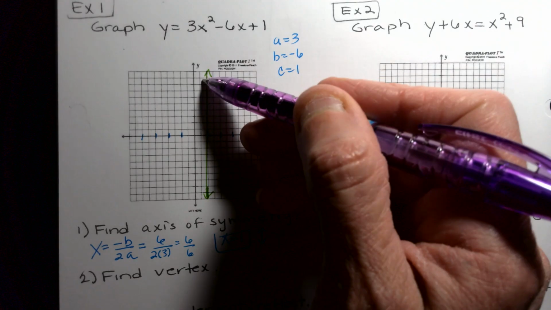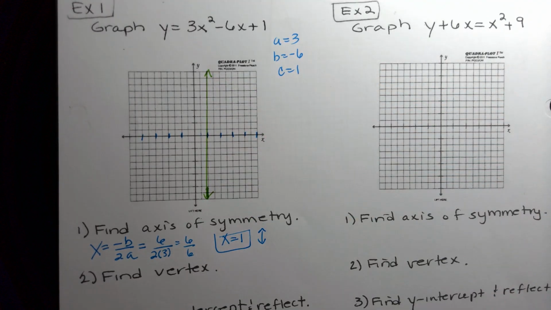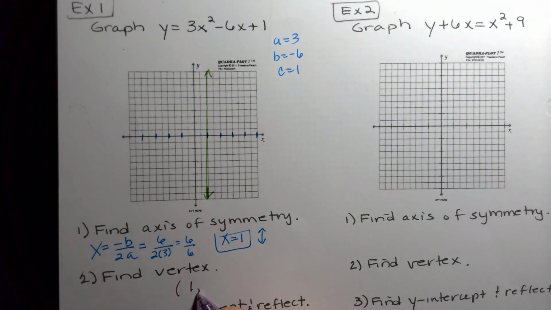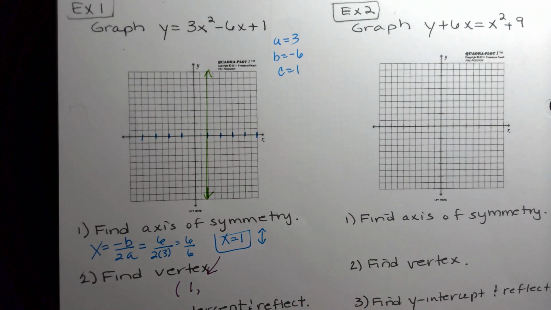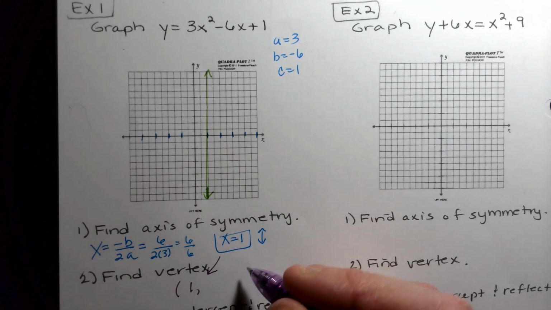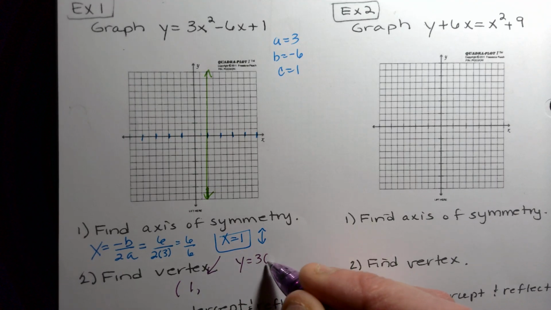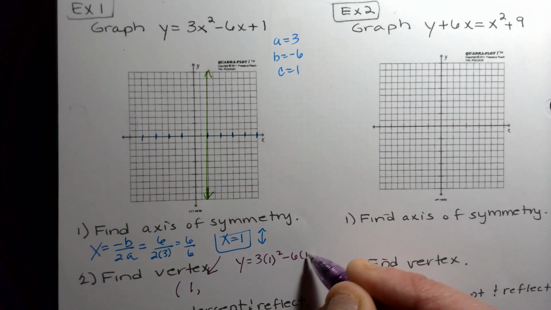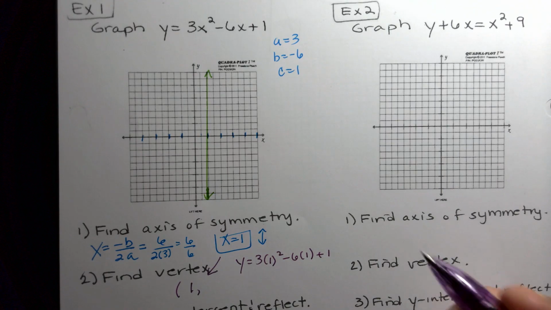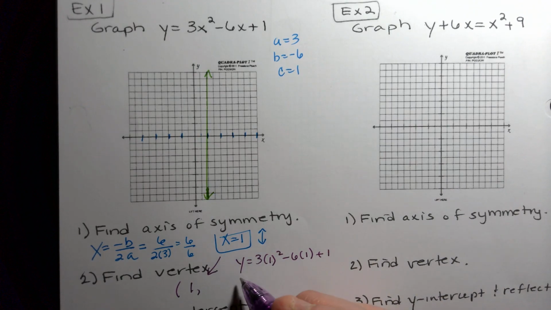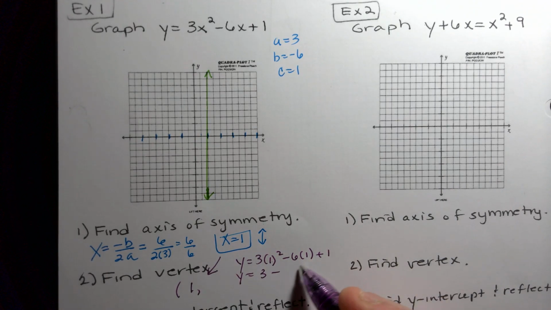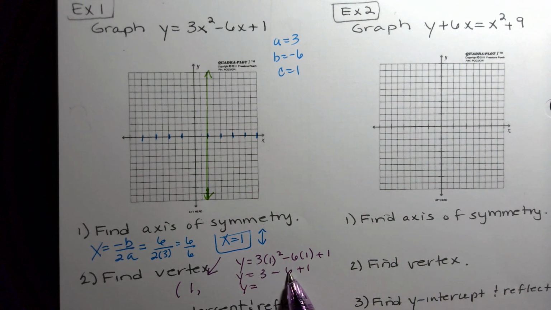Remember, the vertex is somewhere on that green line because we know the x is 1. We put that in there. Now we have to substitute that 1 into our equation and see what the y is. So y equals 3 times 1 squared minus 6 times 1 plus 1. 1 squared is 1 times 3 is 3. Minus 6 times 1 is 6, plus 1. Y equals -3 plus 1 is -2. And we have our answer.